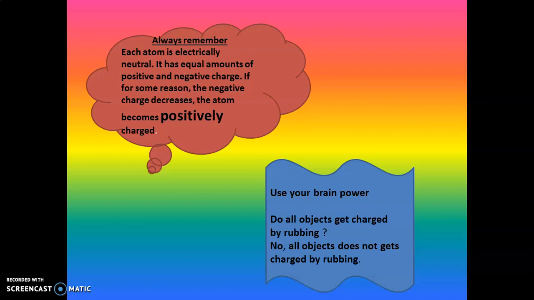Okay, so I hope it is clear to everyone. So in this video we studied the introduction to static electricity, and how objects are getting charged. We have matter that is neutral because the charges are balanced, and if the charges are not balanced, it becomes charged.